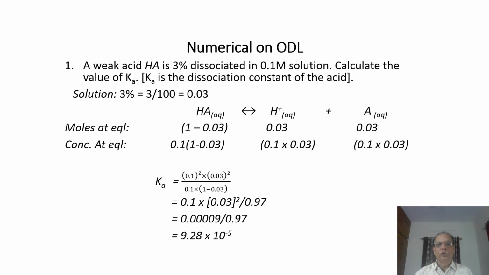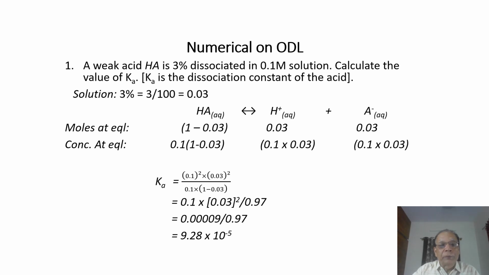Let us see some numericals. A weak acid HA is 3% dissociated in 0.1 molar solution. This is concentration C; the value of C in this numerical is 0.1. Calculate the value of Ka. K is the dissociation constant of the acid. If I use Kb, it will be the dissociation constant of a base. So the two constants are subscripted as a and b.